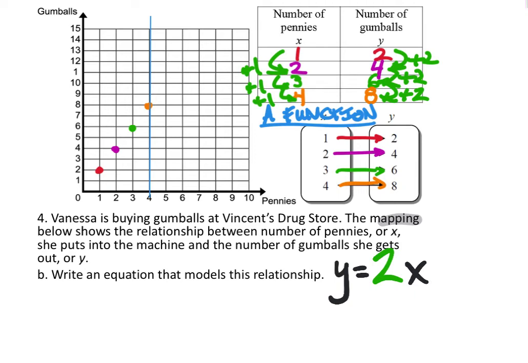Now that's the equation, but how do you write it in function notation? It's f of x, remember that? f of x equals 2x.